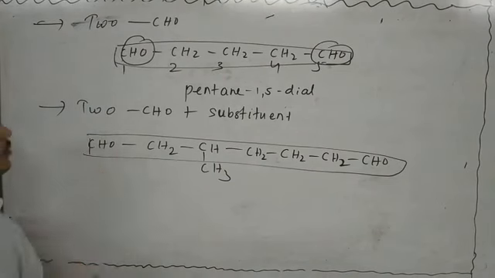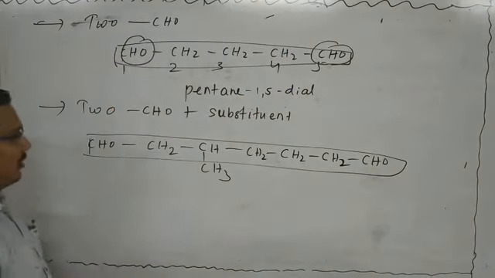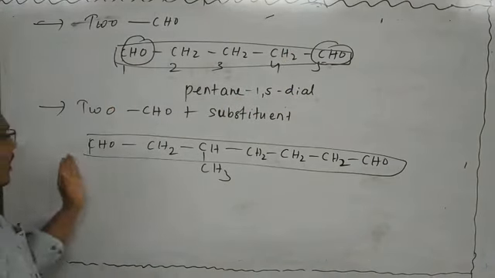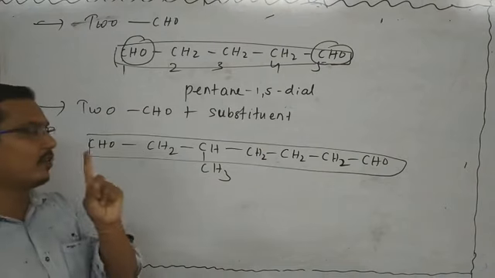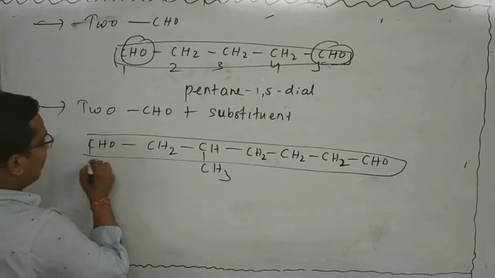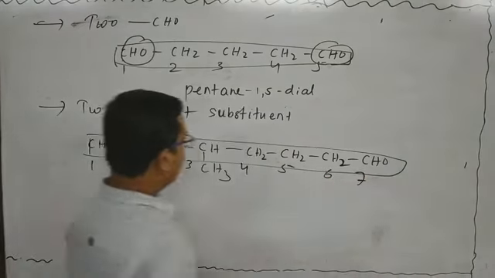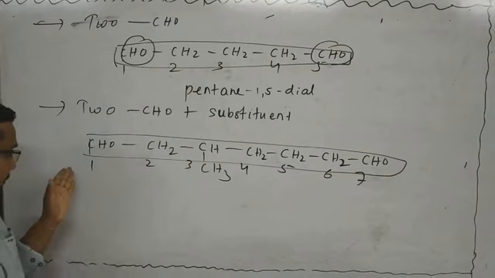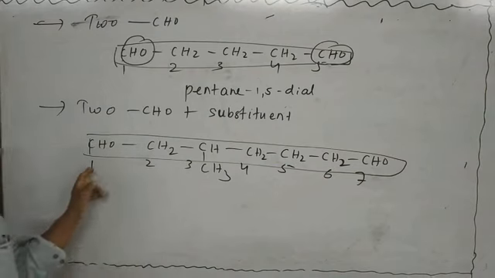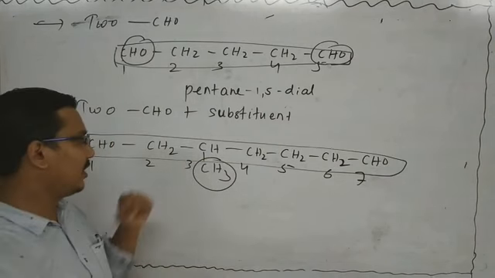In this compound, you can start numbering from left to right or right to left, but here only one condition is satisfied. Only left to right is possible: 1, 2, 3, 4, 5, 6, 7. When the numbering starts from left to right, the side chain gets the lowest number, that is 3.